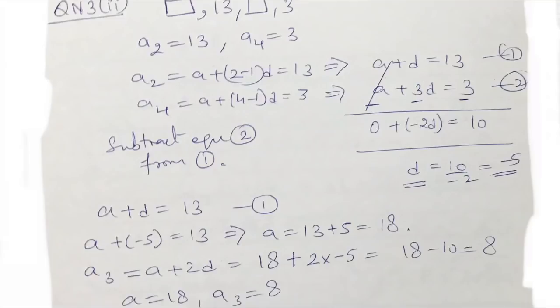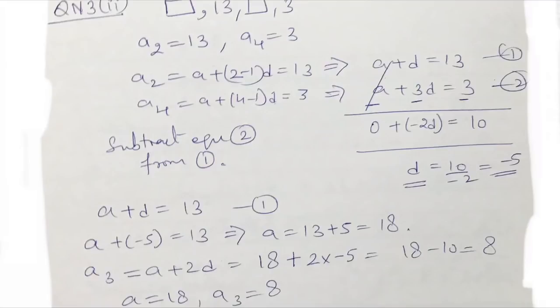Now a plus d is equal to 13. Our second term is 13. Let us replace the value of d in this. So a plus minus 5 is 13. So a is equal to 13 plus 5, which is 18. Here the first term is 18.